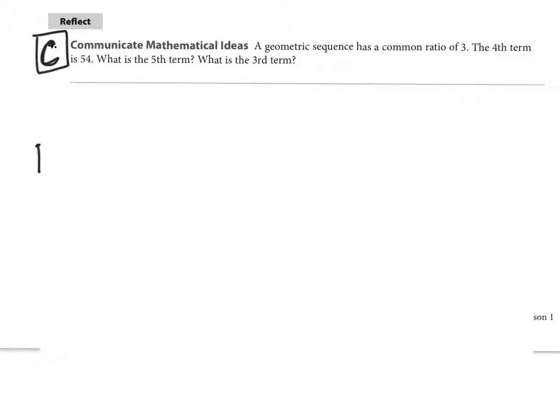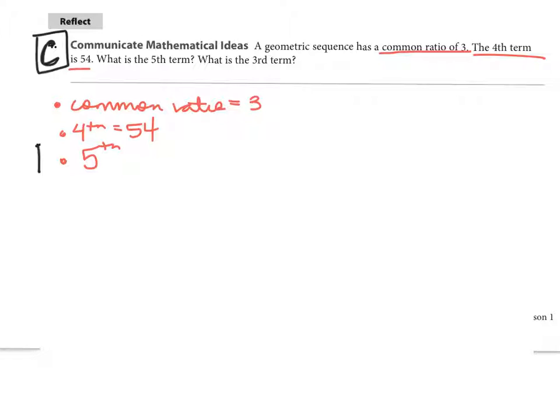All right, here's our last question. In your notes, as you're writing this problem down, I would just write down the 3 things we know. All right, we know the common ratio is 3. So I would make a little bullet point and write that out in your notes. The common ratio is 3. And then the 4th term is 54. The question is, what is the 5th term? And what is the 3rd term? That's what I want to know.